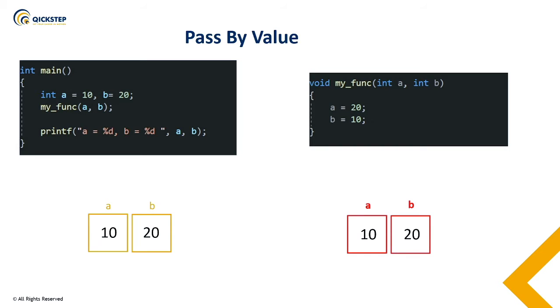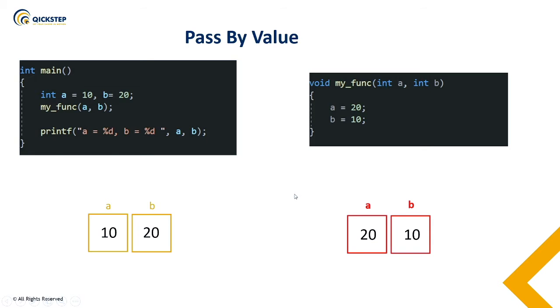Now inside the function you can see that we're trying to access these values a and b, which are treated locally. So when I say a equal to 20, the value over here is changed to 20, and when I say b equal to 10, the value over here is changed to 10. Now when this function exits and I come back to my main function and try to print a and b, you can clearly see the values of a and b are still 10 and 20, because the function was actually working on the copy of the values.